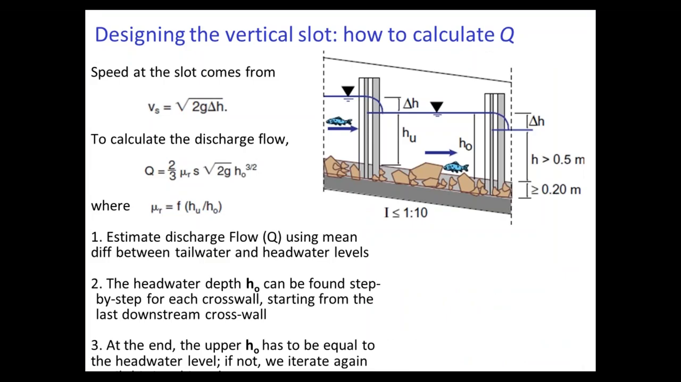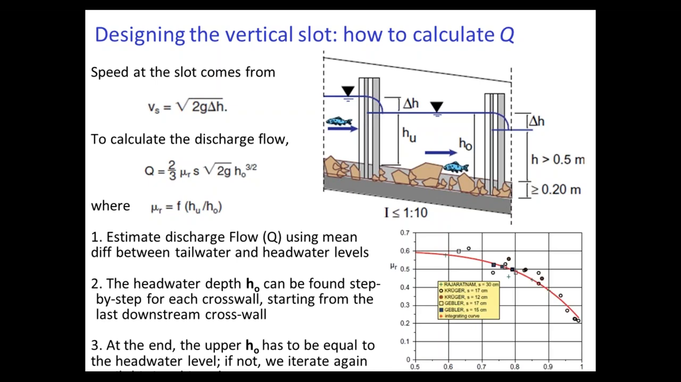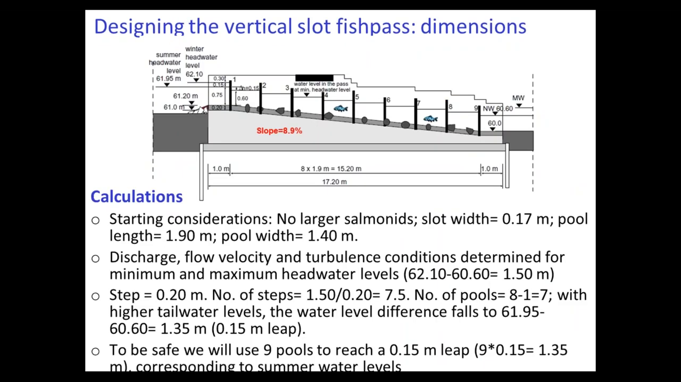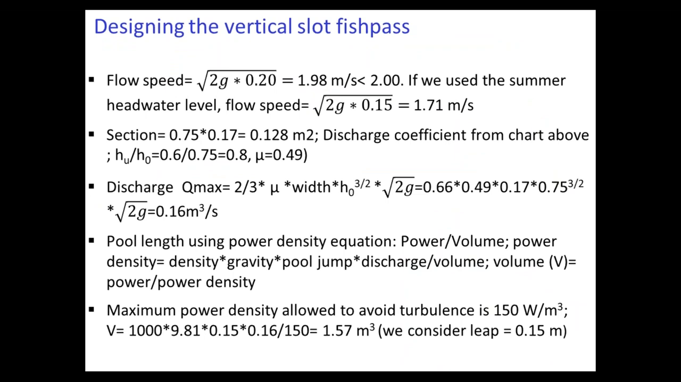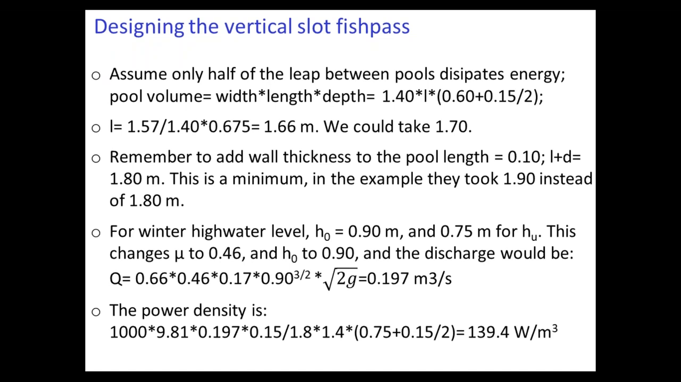I can't explain the design in detail, but we need to calculate the speed and the flow discharge, depending on the discharge coefficient. We can follow some indications from charts, and we can finally get a slope. We need to always consider the maximum power density allowed, which is a function of the power of water and the volume of the pools.